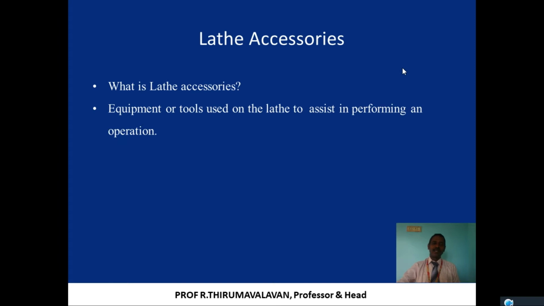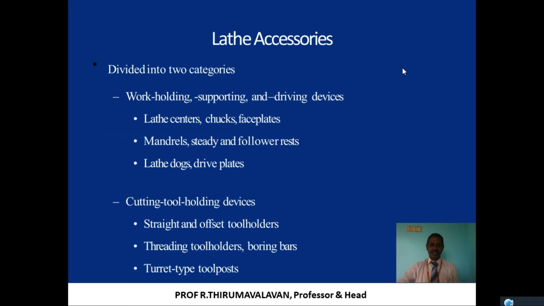What accessories are available for the lathe machine? Many accessories are there. Out of these we will see the 5 or 6 most commonly used in lathe machines. There are two categories: one is used for holding the workpiece, and the other is for holding the tool. If we are holding the work, we call it work holding devices. If we are holding the tool, we call it tool holding devices.